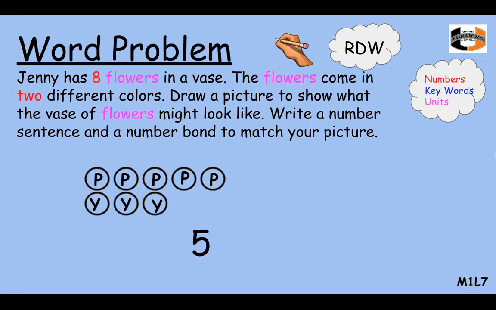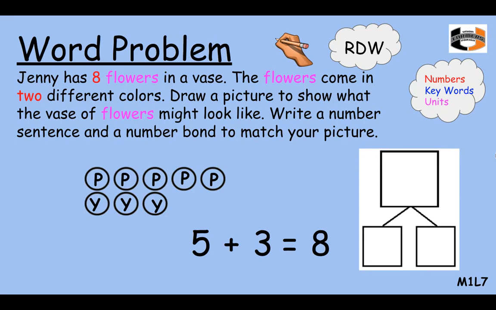So I'm going to write a number sentence to match my picture. 5 plus 3 equals 8. Your number sentence might look different. Your number sentence needs to match what your picture says. I'm also going to show a number bond to match my picture. There's a total of 8 flowers. 5 of them are purple and 3 of them are yellow.